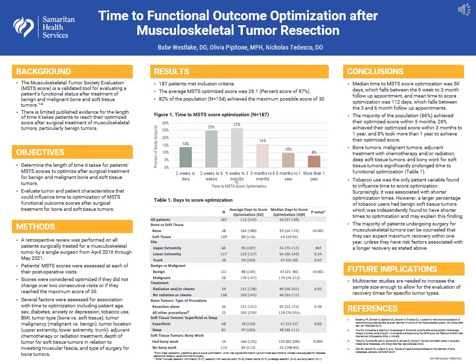The Musculoskeletal Tumor Society Evaluation, or MSTS score, is a functional outcome score used in patients that have undergone surgical resection of a musculoskeletal tumor. There is limited literature to help guide clinicians in counseling patients with regard to the time it will take them to recover after one of these such surgeries.